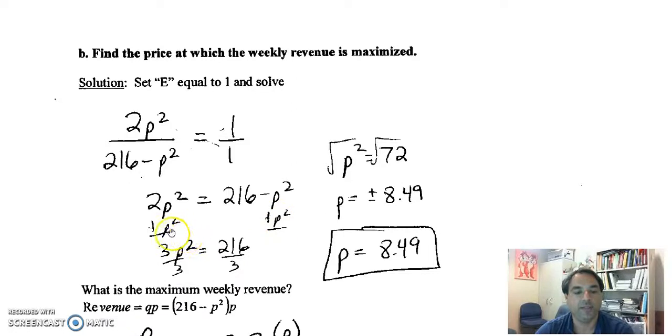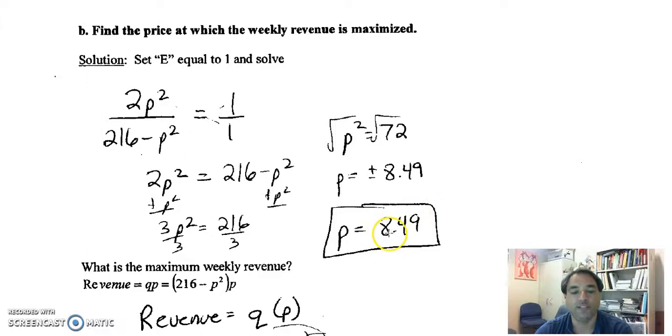Add p squared, add p squared. We get 3p squared equals 216. Divide by 3, divide by 3. P squared equals 72. To remove the squared, we square root both sides. P equals positive or negative 8.49. But we're talking about price, so 8.49 is the best price.